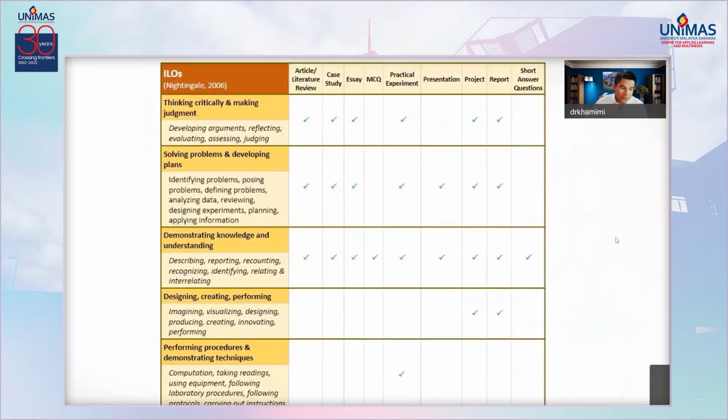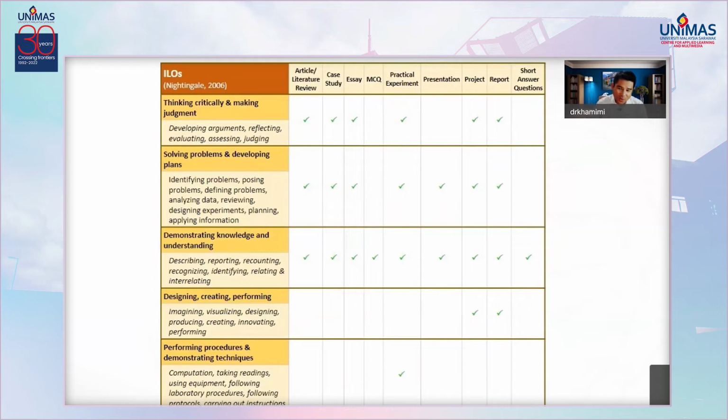Okay, so according to Nightingale, 2006, it will help us as educators. Sometimes we want our students to think critically and make judgments, but we are somewhat confused about what kind of activities might really help us. So this checklist helps me a lot, because if I want my students to develop arguments, I might use literature review, case study, essay, practical experiment, project, or report. Okay, same goes for solving problems and developing plans, demonstrating knowledge and understanding.